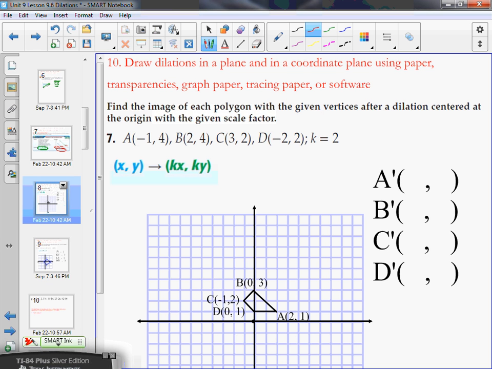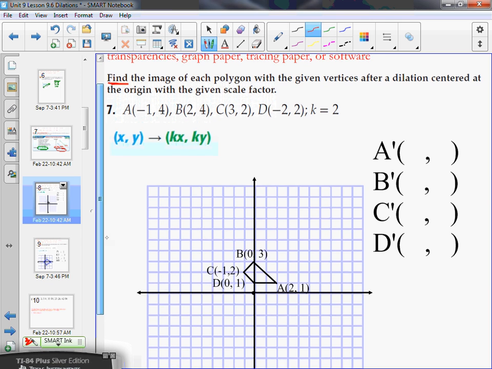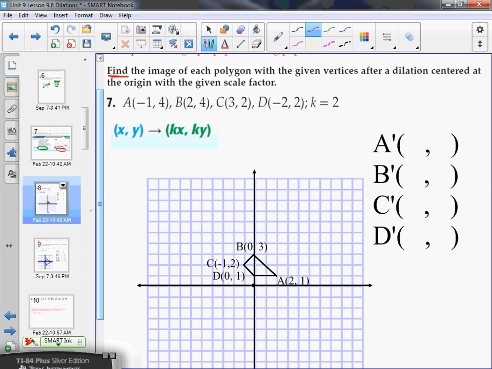Number 7 on page 663. It says find the image of each polygon with the given vertices after a dilation centered at the origin with the given scale factor. Now, the directions I copied said find the image. The directions in the book say graph the image. So let's graph. I'll give you a second to graph A, B, C, D.